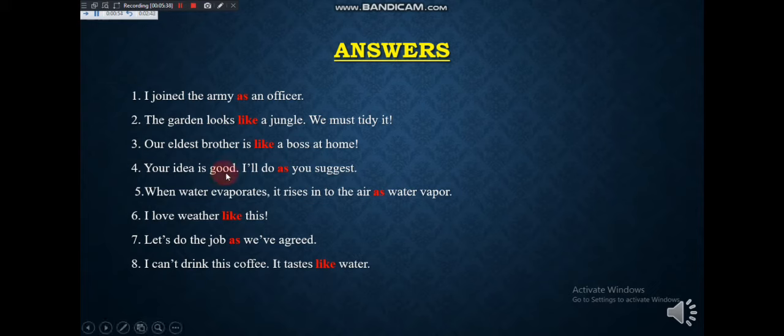Your idea is good. I'll do as you suggest or like you suggest. Definitely as you suggest. Why? In the first place, we've got a clause: subject, and the verb suggest make a clause, so as is used. You can compare with the answer in number 3. It's like a boss. A boss is a noun, so before a noun we use like. Number 5. When water evaporates, it rises into the air as water vapor. This means in the form of water vapor.